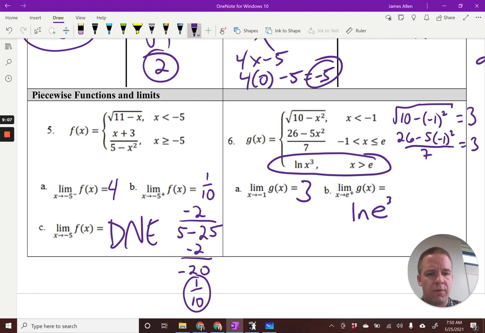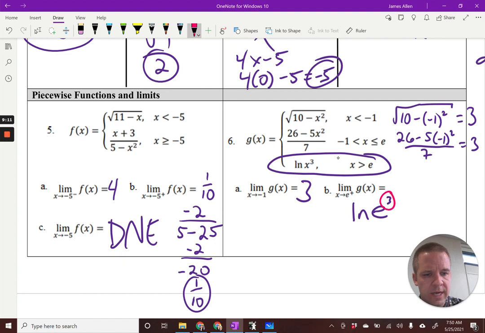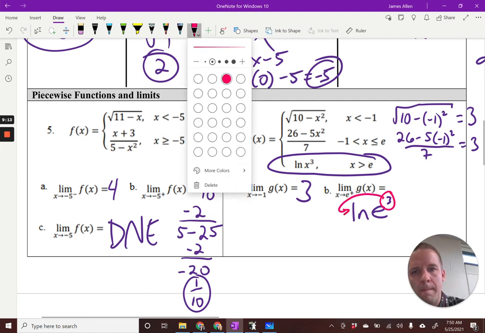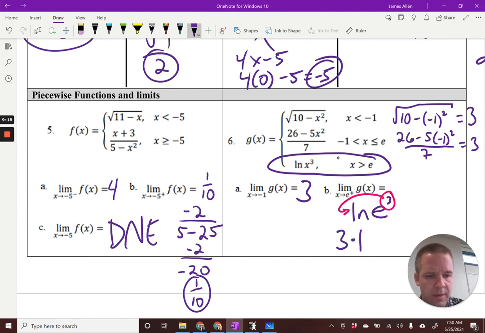Now, if I remember my log properties, I could take this exponent, pop it out in front as a coefficient. So now I'm going to have 3 times the natural log of e. And if I remember, natural log and e are inverses of each other, just left with 3. That was cool. Look at that. It brings back so many different concepts, right? I got rationals I got to deal with. Now I have log properties. I mean, it's just a potpourri of math.